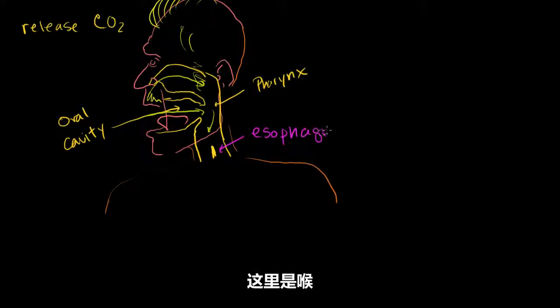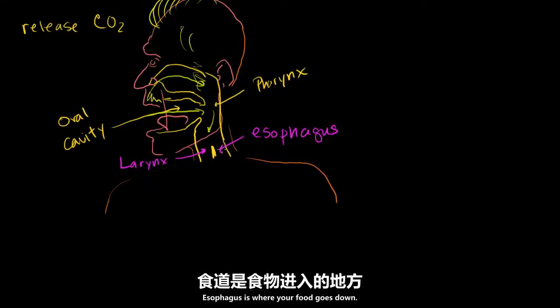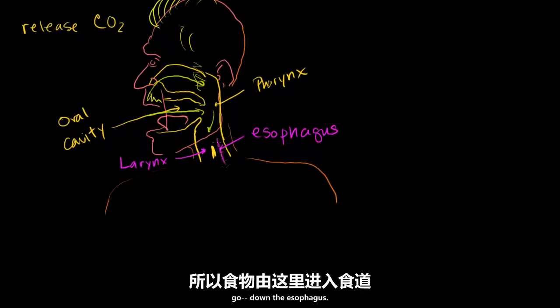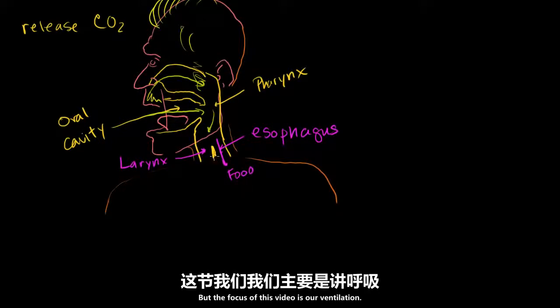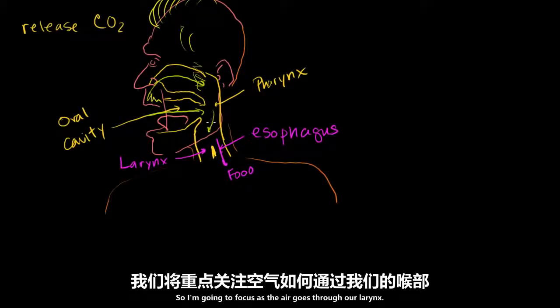Esophagus. And then right here is your larynx. This is your larynx. Esophagus is where your food goes down. We know that we eat food with our mouth as well. So this is where we want our food to go, down the esophagus. That's for food. But the focus of this video is our ventilation. What do we do with our air? So I'm going to focus on the air as it goes through our larynx.